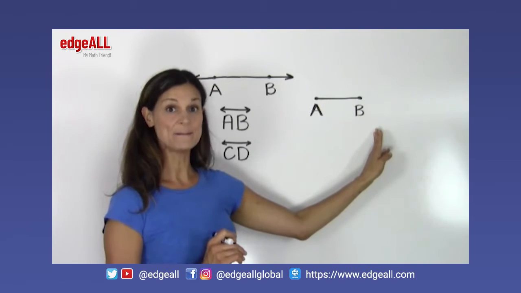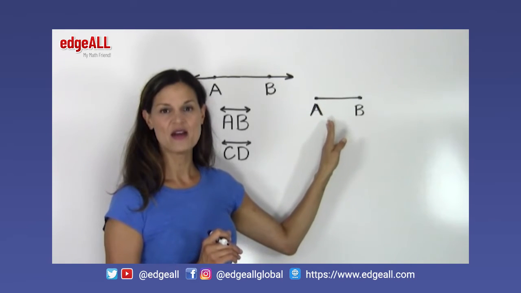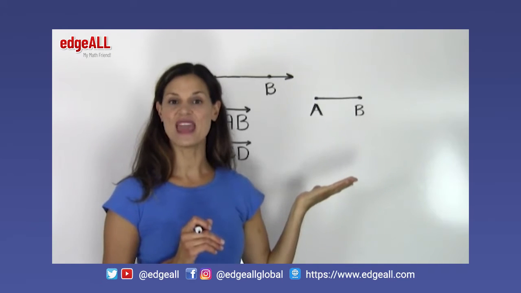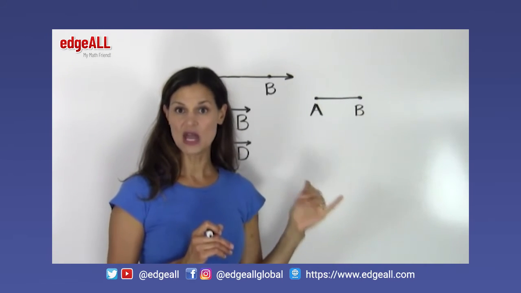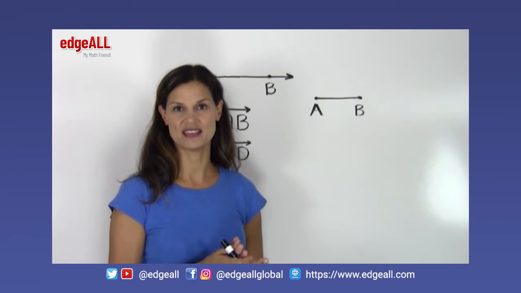And this is a measurable line segment. I can measure the distance from one point to the other. And so now that we have a line segment with a defined length, we can draw various shapes with it.